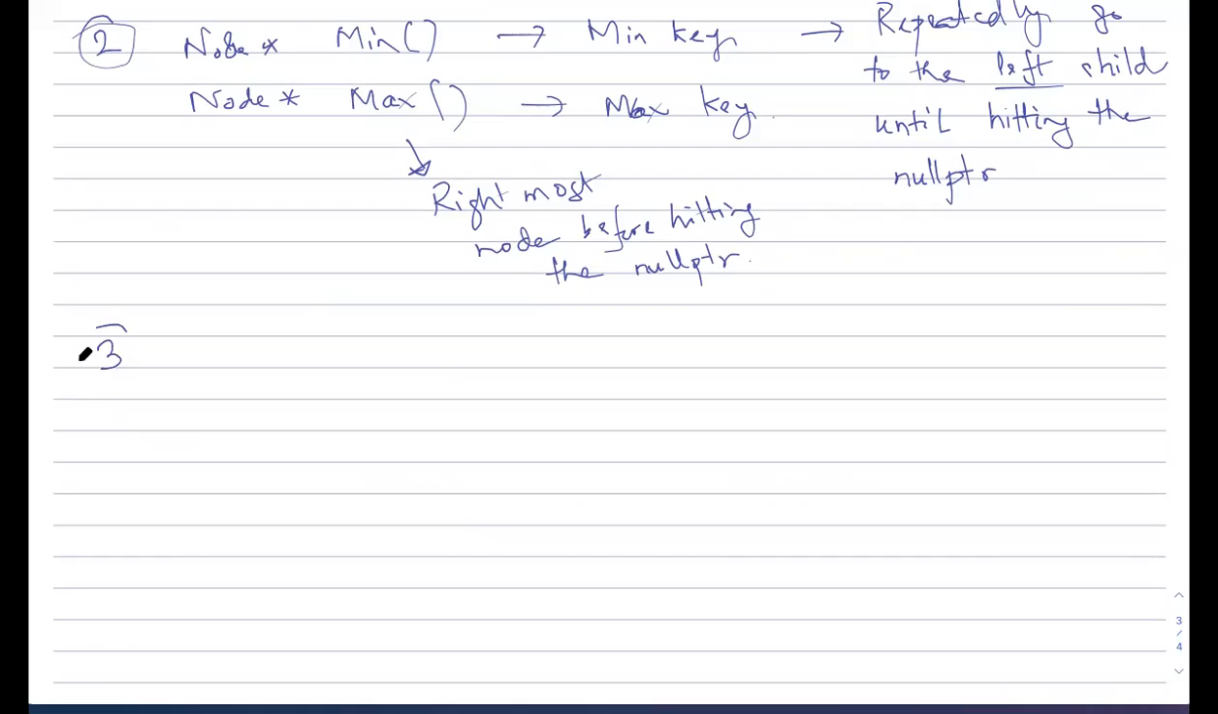Now we come to two important operations: how to insert and how to delete. So node star insert. Here you may ask, why are we even returning any value for insert? Insert is given a key and a value, and that's what we construct the node with. Then we insert it into the binary search tree, and the newly created node is what is returned by insert.